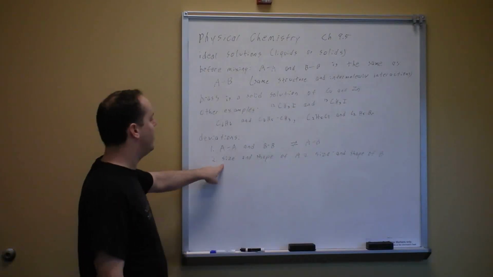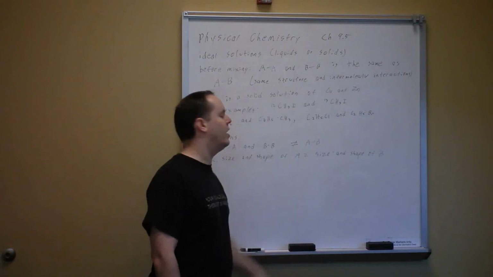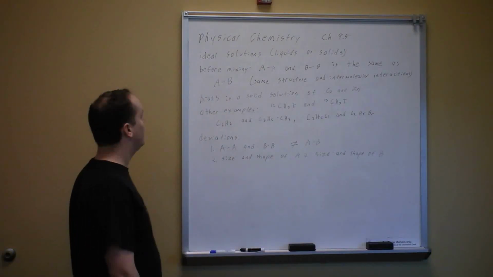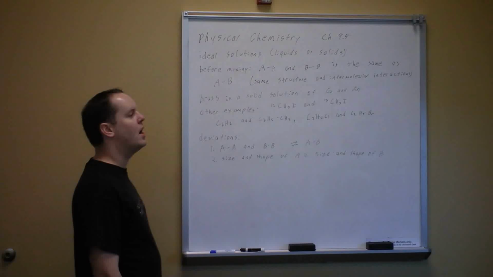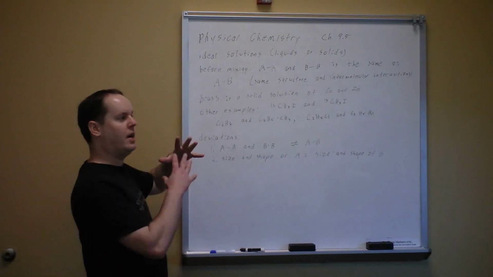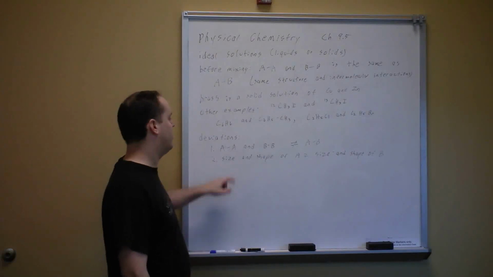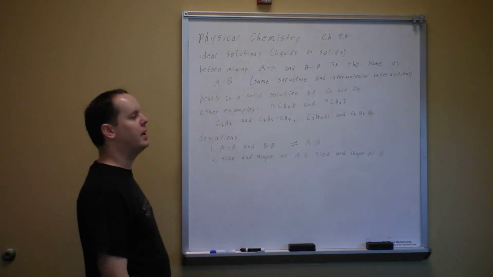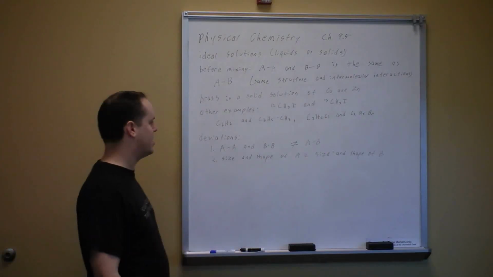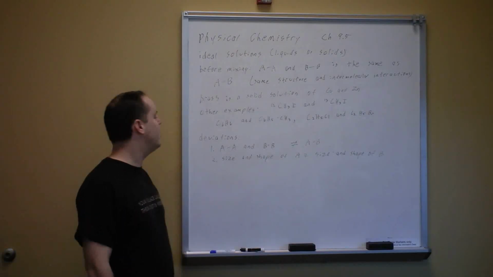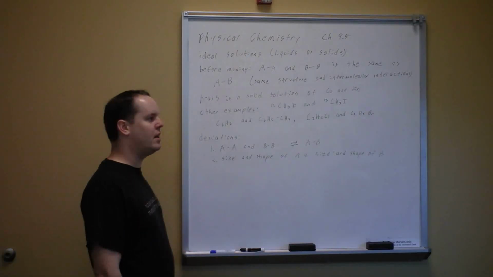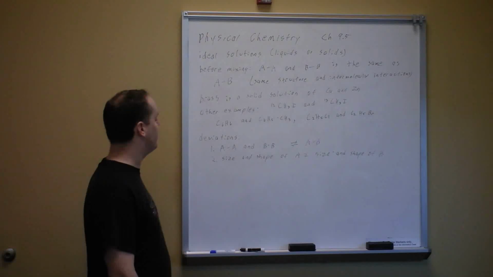And likewise, if the size and shape of A is not the same as B, like let's say, I don't know, one is an ether, one is just nonpolar, mixing them together is not an ideal solution anymore because they behave so differently. They're discernible. Basically, if you can't easily discern them, separate them out in a mixture, it'd be an ideal solution.